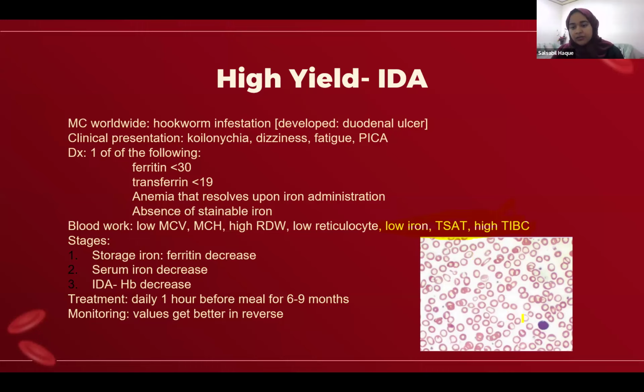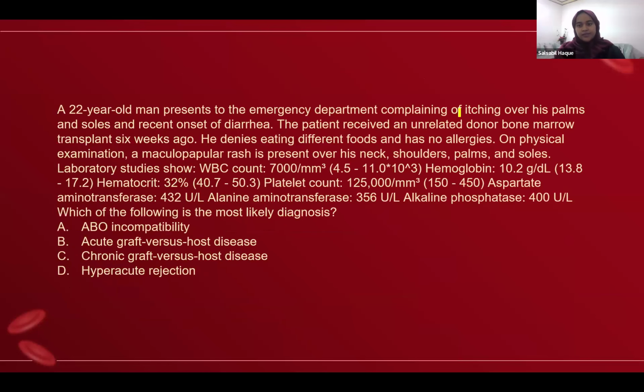Okay, and can anyone tell me what you see on the blood smear? No, I'll just say. So you see a lot of pencil cells. You see anisocytosis. You see increased central pallor as well. So this is characteristic of iron deficiency. Okay, next.